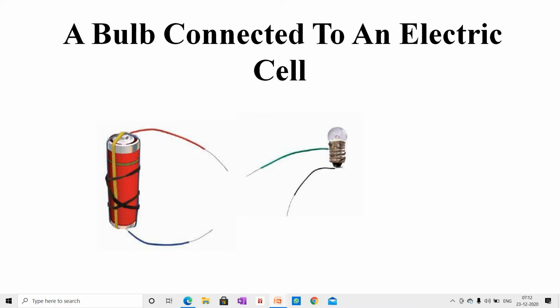Then we fix the exposed parts of 2 wires to the cell and the other 2 to the bulb as shown in this picture. We can stick the wires to the bulb with tape used by electricians. We use rubber bands or tape to fix the wires to the cell.